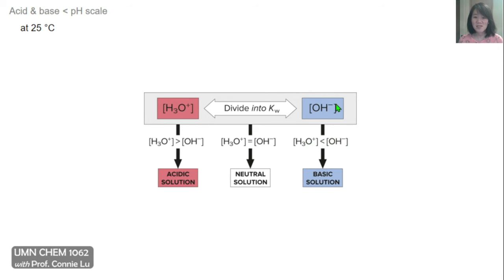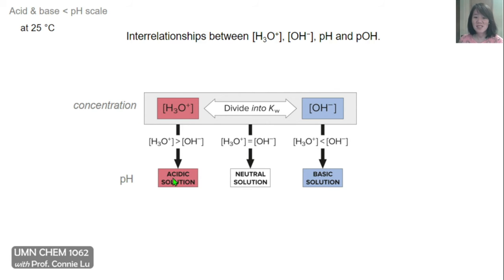So we can think of this first line as concentration, and we can think of this bottom row here in terms of pH. And this is another way for me to show you how these ion concentrations are interrelated also with pH and pOH. So like before, if you want to convert between hydroxide and hydronium ion concentration, you can simply divide into Kw by using this equality here.